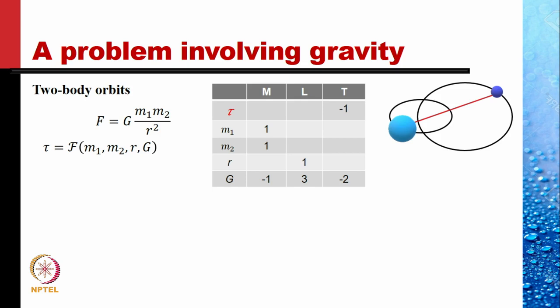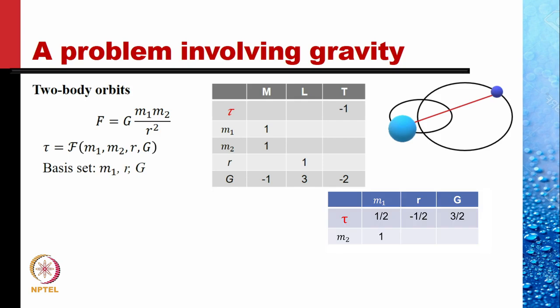The dimensions are easy to verify. The dimension of G, the universal gravitational constant, is obtained from this equation of the gravitational force. We use m1, r, and G as the basic set, and we do this. The dimension of T comes out to be m1 raised to the power 1 half, r raised to the power minus 1 half, and G raised to the power minus 3 by 2. And of course, the dimension of m2 would be simply m1. m2 by m1 is dimensionless.